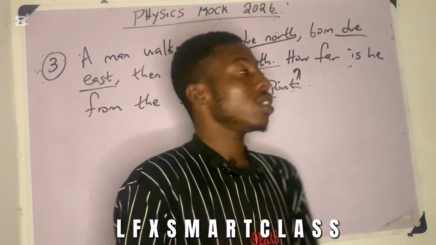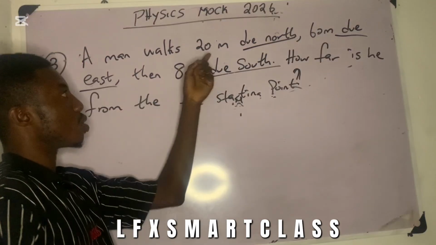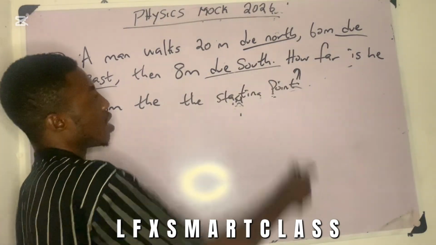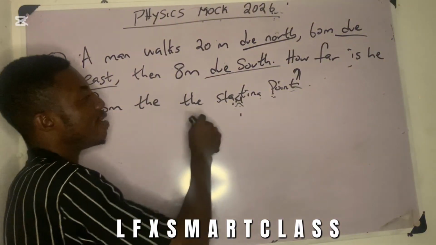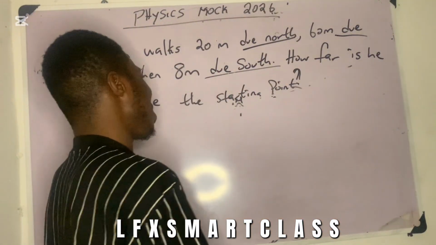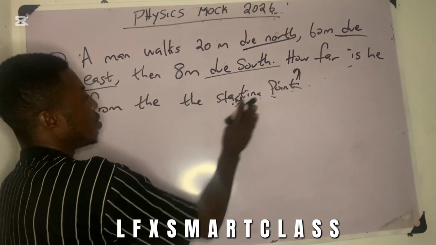So let's solve. Now we have a man who walks 20 meters due north, 60 meters due east, then 80 meters due south. How far is he from the starting point? Now, how far is he from the starting point? Let's carry on. Now let's start.